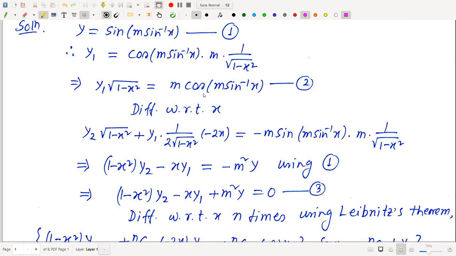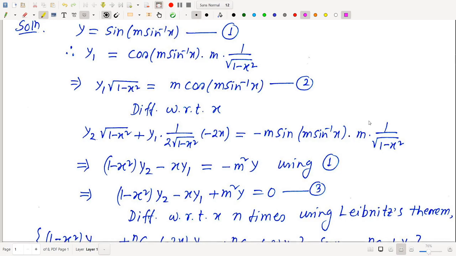Now again differentiate this line with respect to x. y1 into √(1 − x²), say u into v rule here. So the derivative of y1 is y2, √(1 − x²) remains, plus y1 remains. Now the derivative of √(1 − x²) is 1/(2√(1 − x²)) into −2x. The derivative of √u is 1/(2√u) into du/dx, so 1/(2√(1 − x²)) into the derivative of 1 − x², which is −2x, directly written. The right side is m cos(m sin⁻¹ x), meaning cos of anything. So the derivative of cos of anything is minus sin of that thing into the derivative of that thing.